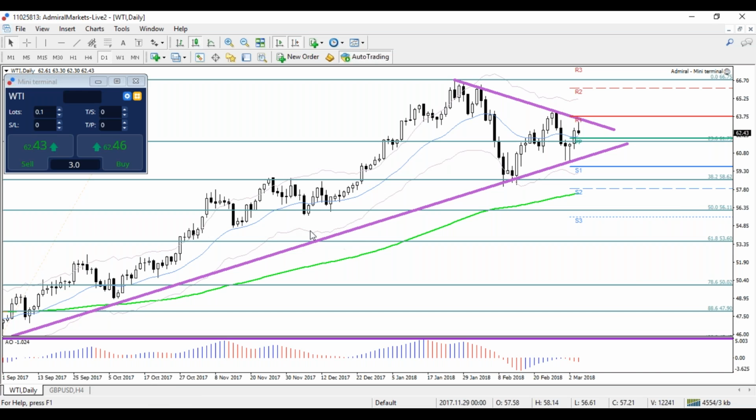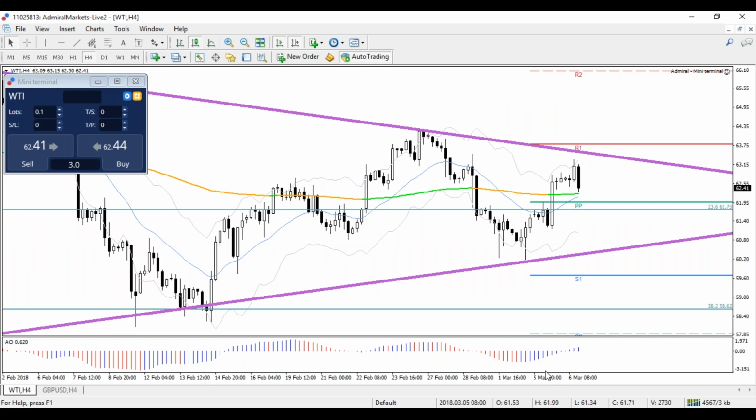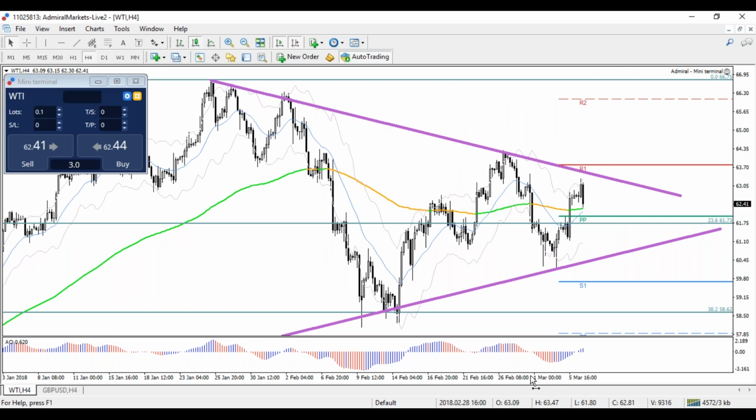Yeah, that's probably 4-hour chart. Just thinking. Probably 4-hour chart. Daily, maybe. Both could be good to keep an eye on. All right, so let's move on.